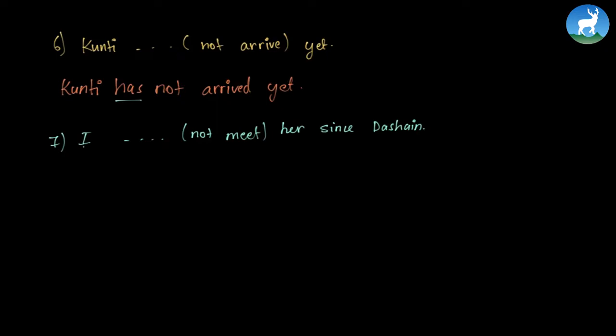Here in the second example, we are using an example with subject I. So we use have because you have not met her and you're concerned about it till now. So the action has the effect in the present. Hence we use the form has or have. So since the subject is I here, we use have. I have not met her since Dasai.